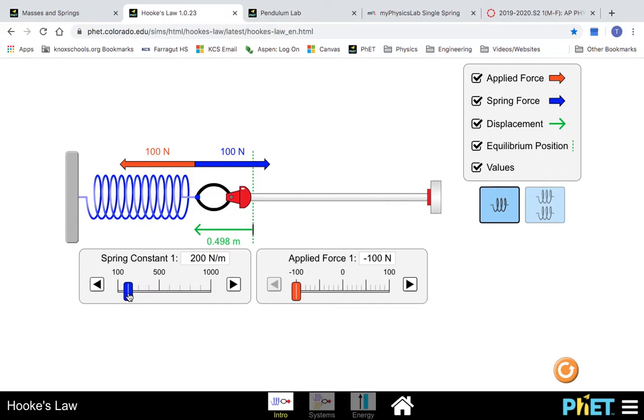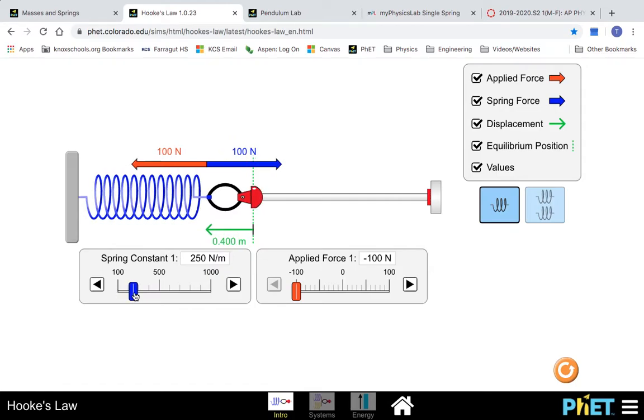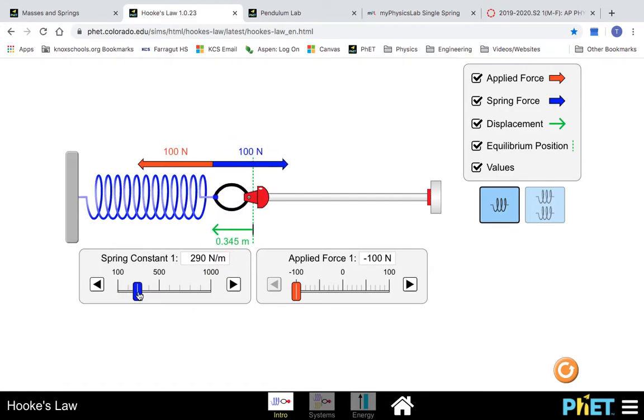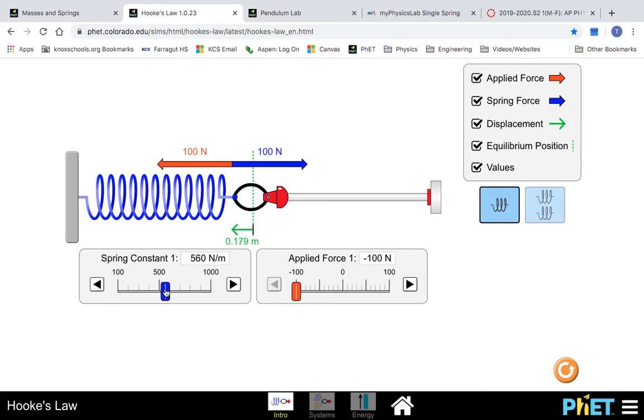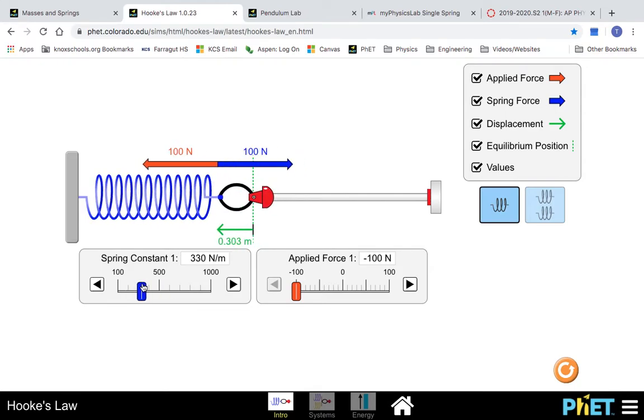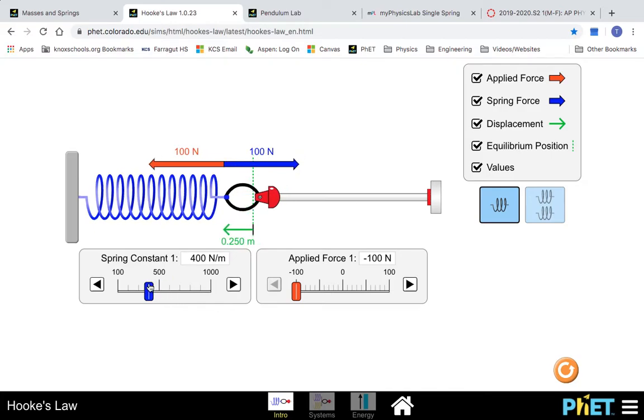Now, if I increase the spring constant, what do you think is going to happen? Increase the spring constant with that same 100 newtons, I get less and less displacement, because again, we go back to F equals kx. Now, the greater k with the same force, it means I'm going to have less distance there. So again, you can try these on your own as well.